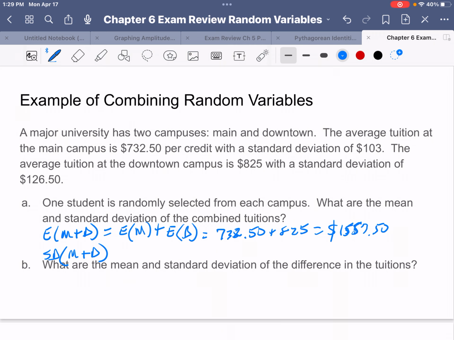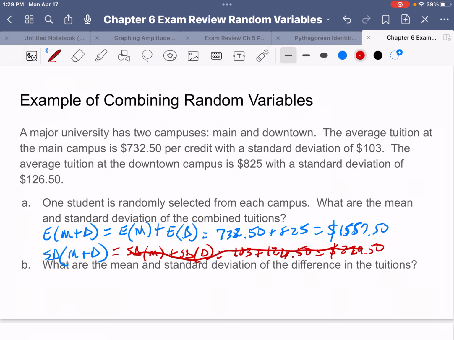$1557.50. Now, the standard deviation. I'm going to make some mistakes on purpose. Students do this all the time. The standard deviation of Main plus Downtown is equal to the standard deviation of Main plus the standard deviation of Downtown. And so they say that the answer is 103 plus 126.50. And so they leave swearing that the answer is 229.50, just thinking that they did everything right, they just needed to add those two numbers together.